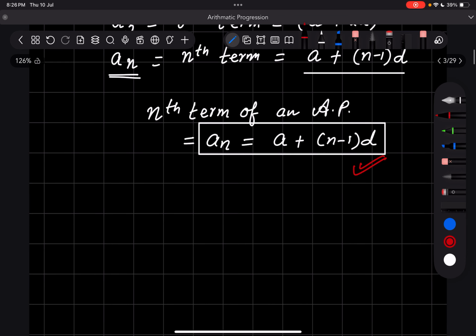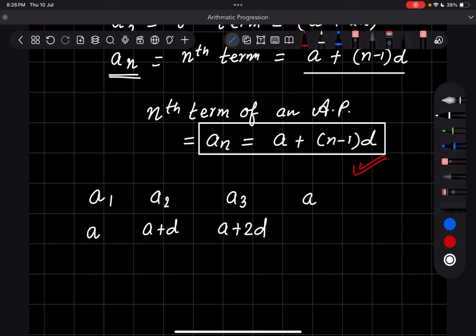Now to recall the things that we have learned right now, you can say a1 is equal to a, a2 is equal to a plus d, a3 is equal to a plus 2d, a4 is equal to a plus 3d, and so on.